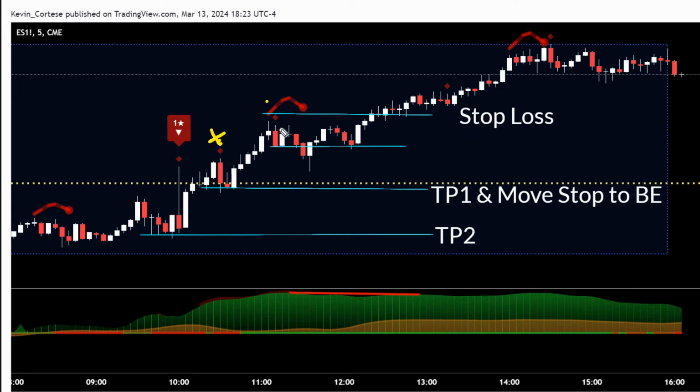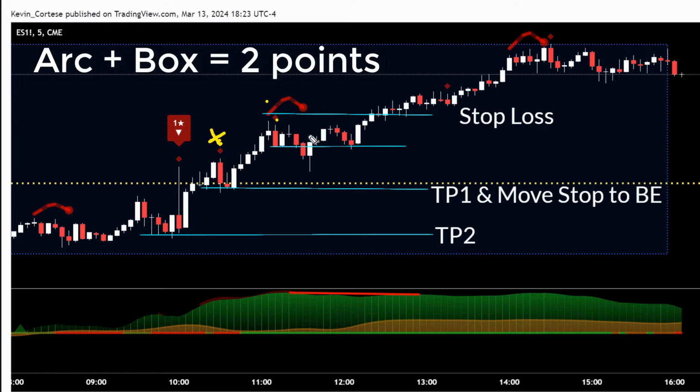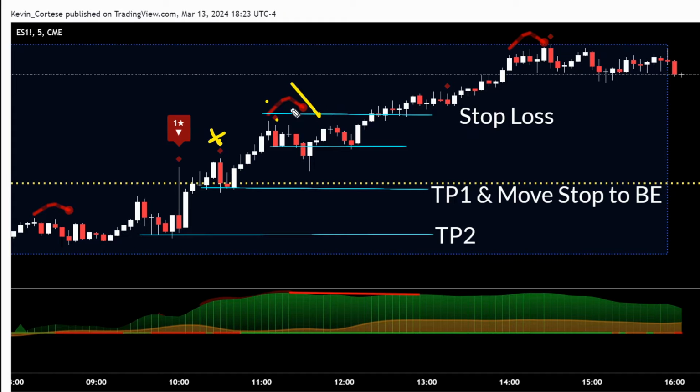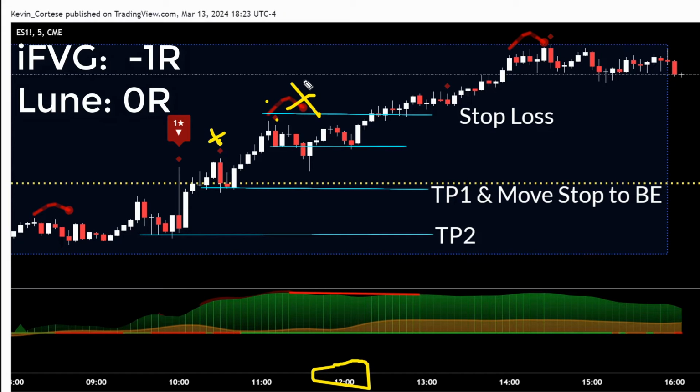1 point, 2 points. All of this counts as one candle under the arc. So 2 points, second candle, third, fourth, fifth, sixth. Only 2 points within 6 candles, and we reach lunchtime. So with ICT, we lost 1 R. With Loon, we were stopped from taking a trade. So we actually benefited using the indicator instead of ICT.